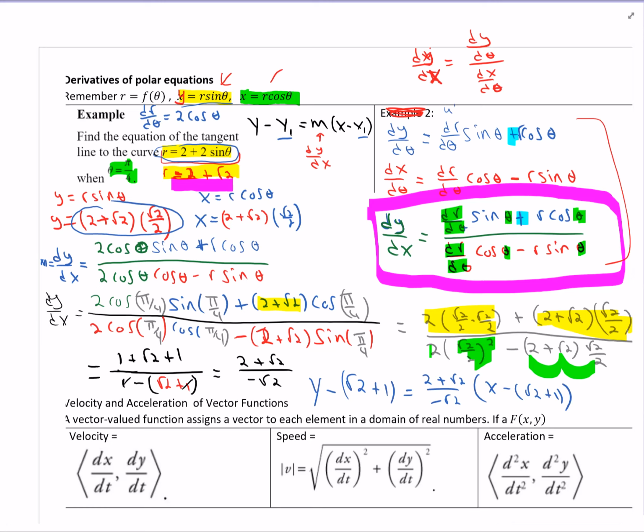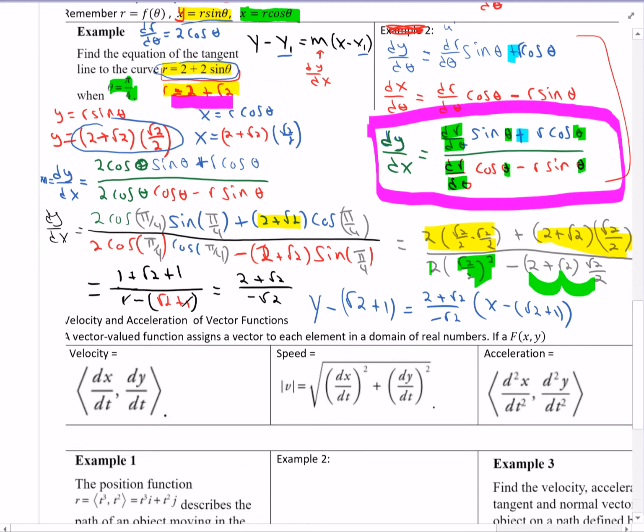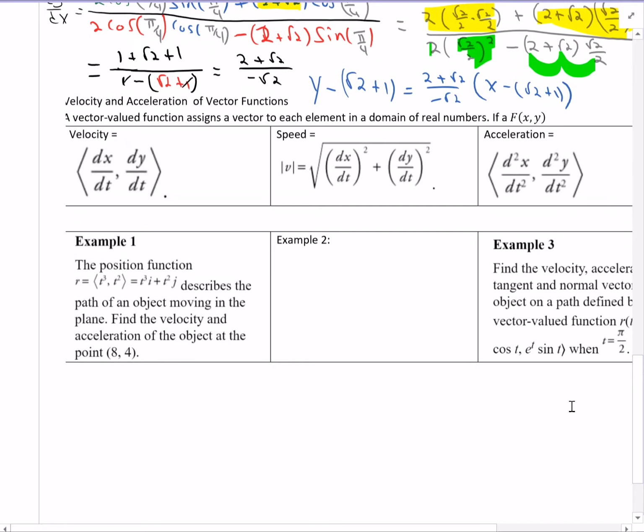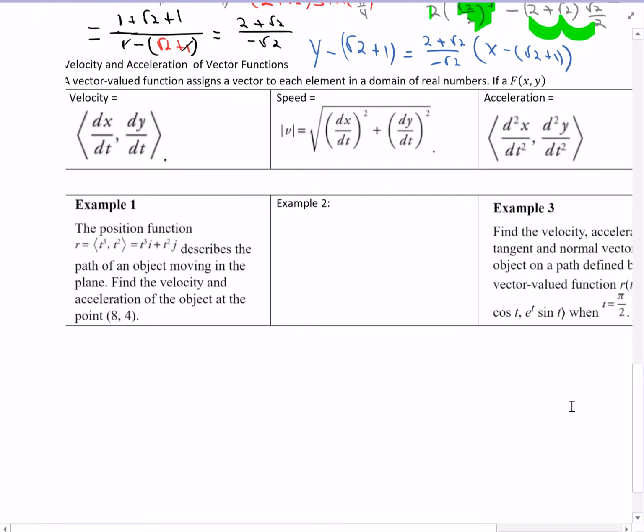So yeah, it's a lot of work. A lot of places to make mistakes, right? You gotta know your unit circle. Luckily there were not very many trig identities in there. Let's finish this and do our last little piece, which is velocity and acceleration of vector valued functions.